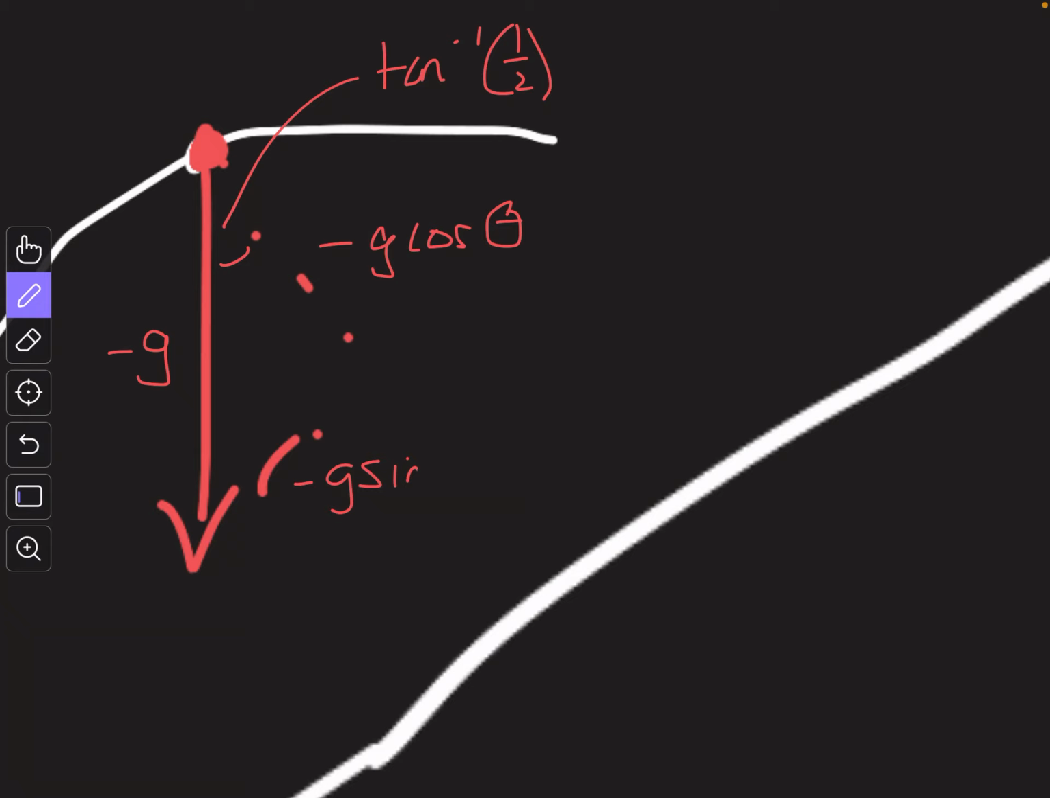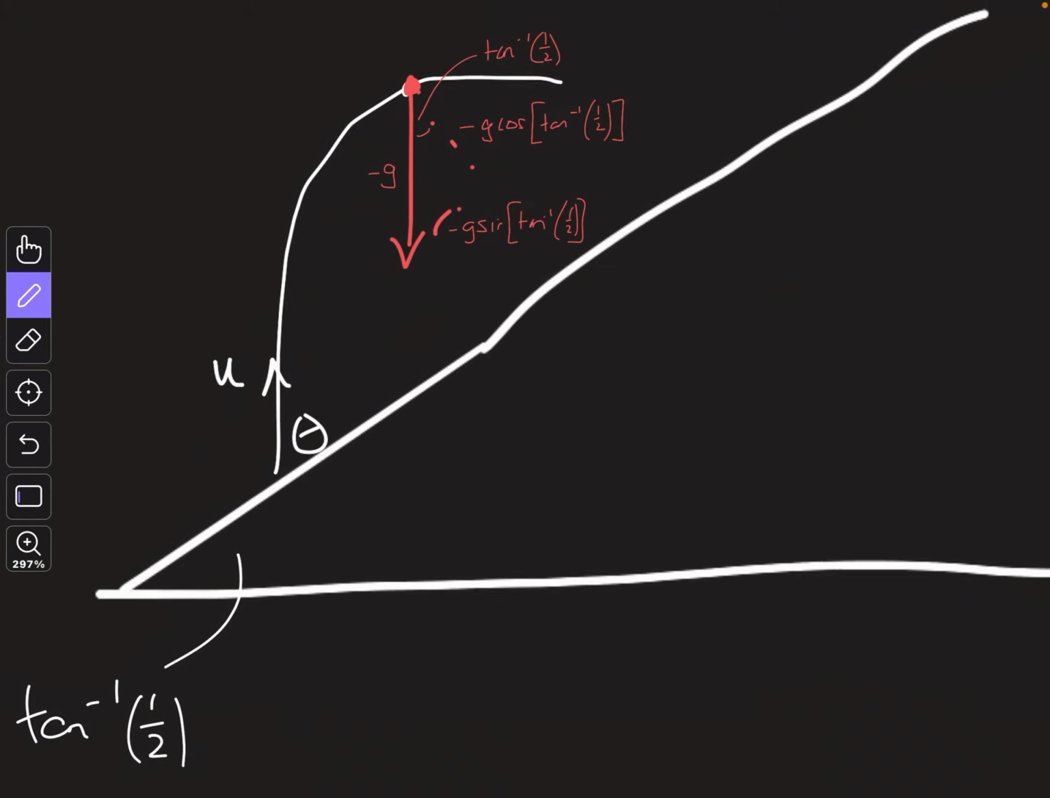Oh no, sorry, what am I saying? No, I was right the first time. So instead of that, I'm going to say the angle, and the angle is tan minus 1 of a half. You can plug it straight in because you know it. Tan minus 1 of a half. So we're just plugging that in to show it here.